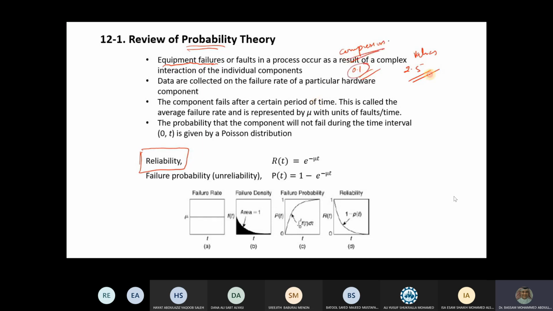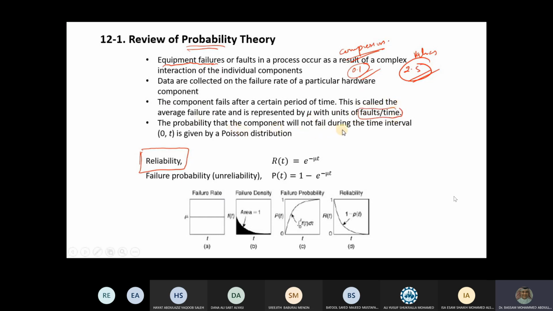Why? Because I can compare the equipment failure frequency or the probability. The data are collected on the failure rate. So we collect data to know how much it fails. We may already know from previous experience, but if you don't know, you can collect the data and see how much it fails. The component fails after a certain period of time. This is called the average failure rate, and it's represented by mu with units of faults per time.